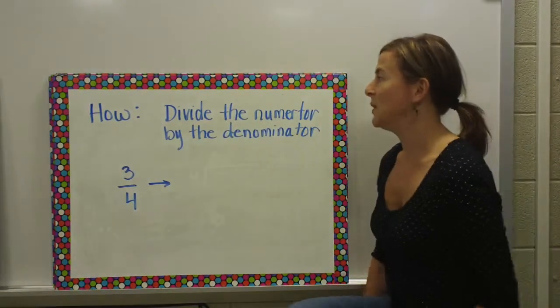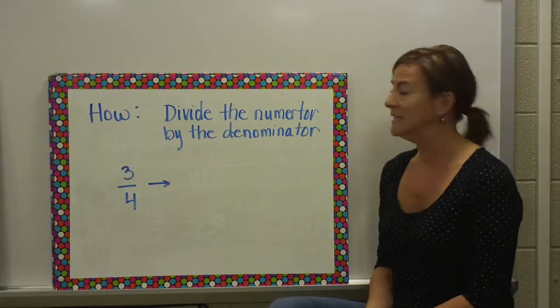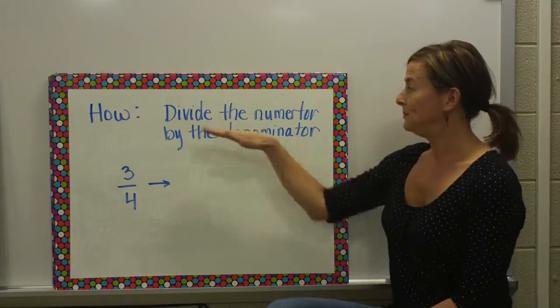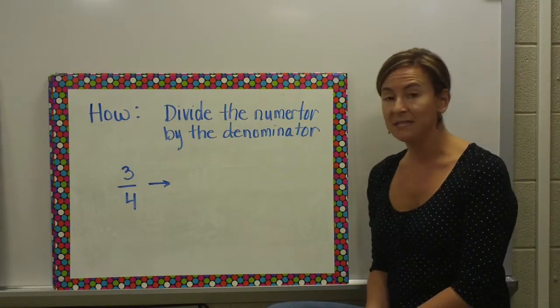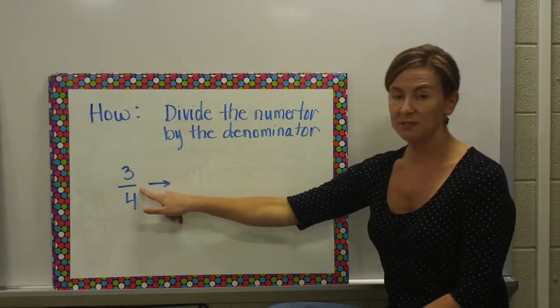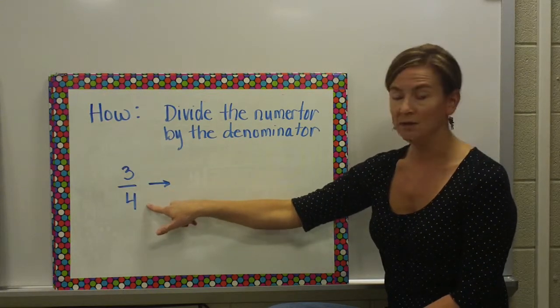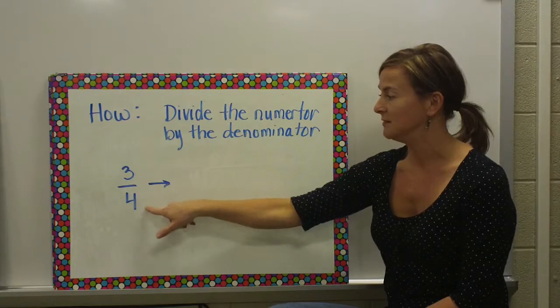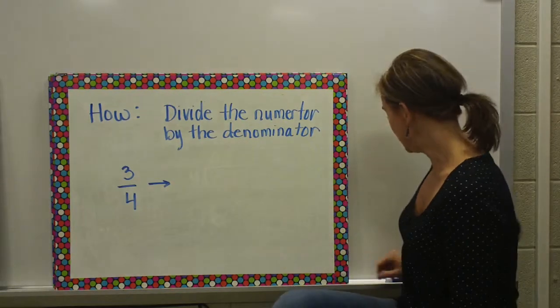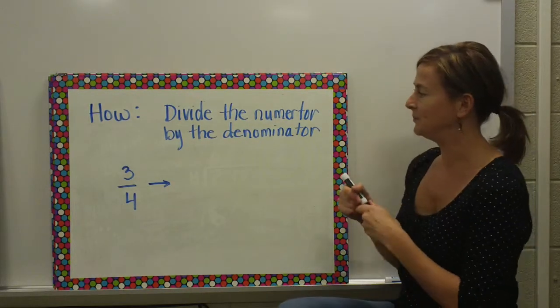All right, so how we complete this is you divide the numerator by the denominator. Remember, we've talked about this fraction bar meaning to divide. So 3/4 is the same as 3 divided by 4. Let's take a look at what that would look like.